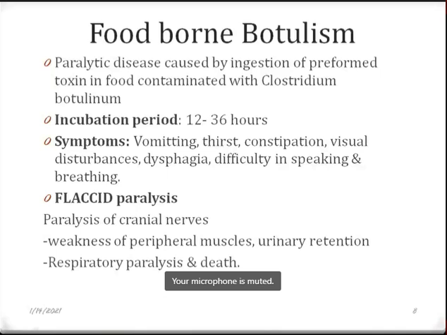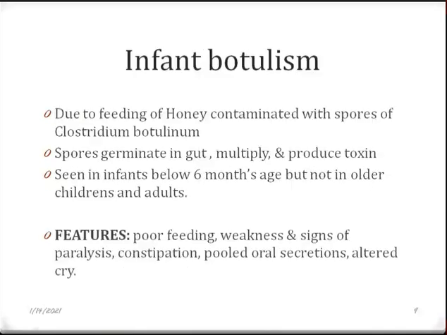The other clinical type of botulism is infant botulism. There are three clinical types of botulism: foodborne botulism, infant botulism, and wound botulism. Foodborne botulism is due to ingestion of contaminated sauces. Next is infant botulism, which occurs due to feeding of honey. Remember, an MCQ may ask about this.